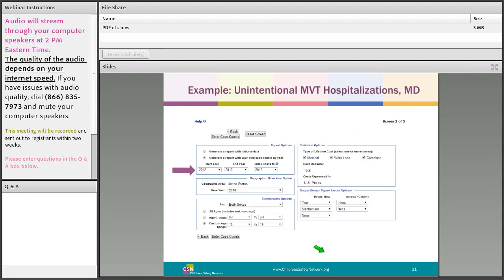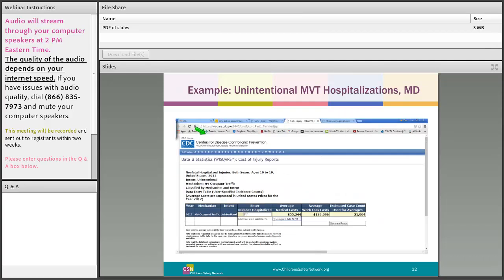So if we go further, again, you would have to identify the year of your data, and here it is 2012, and we're costing to that year. Request that the report be generated as opposed to the national data, and specify 10 to 19-year-olds. And again, you would click the enter case counts.